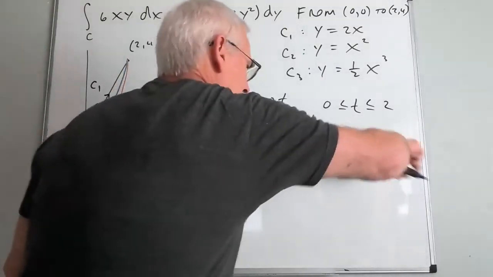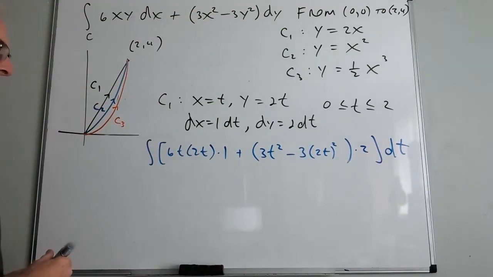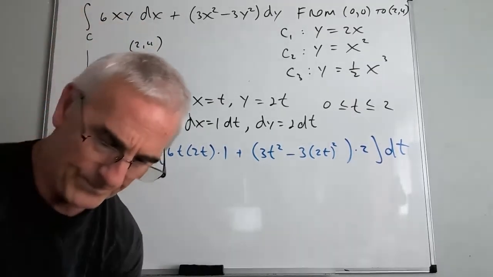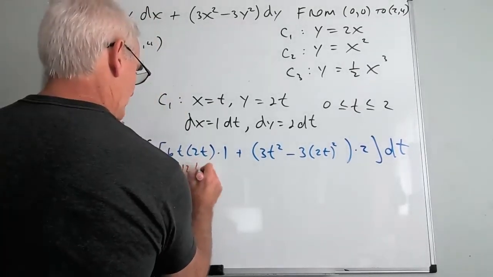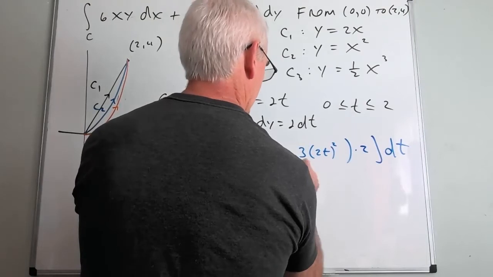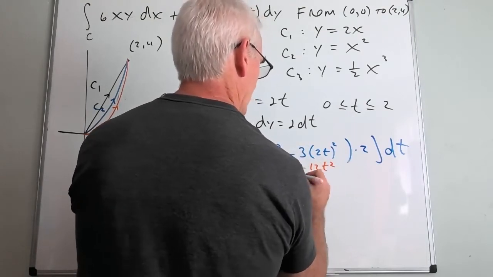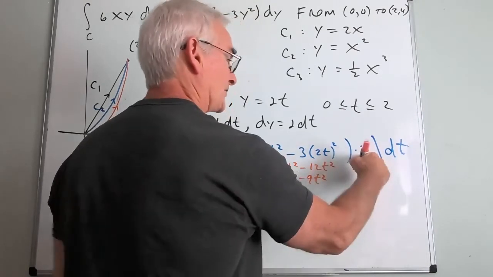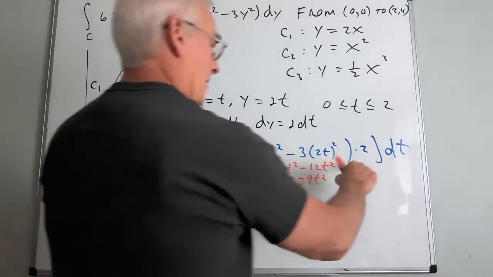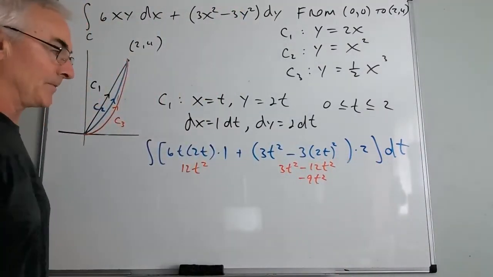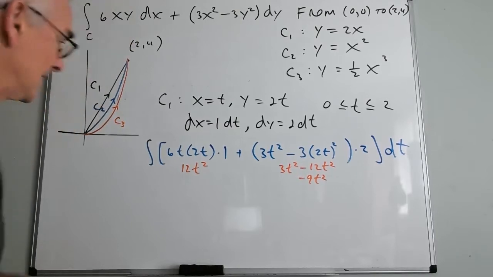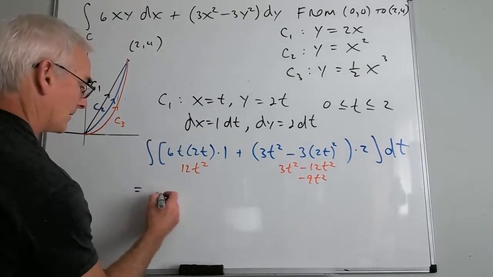Now, let's clean this up if we can. I'm looking at this, and I think every term is going to end up with a t squared. Here I'm going to have a 12t squared. That's going to be 2 squared, 4. So that's 3t squared minus 12t squared, which is negative 9t squared, but it's also times 2. Aha. So I've got 12t squared minus 18t squared. Does everyone see that? 12t squared minus 18t squared. That's negative 6t squared, I believe.